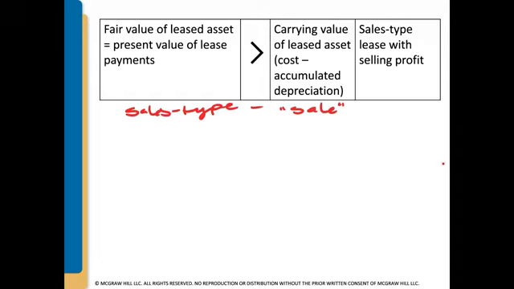So there are two types of sales type lease: one with profit, and one that has no profit, a sale with no profit. Just as if you sold an asset, you could sell it with a profit or without a profit. There are separate videos for each one of these, sales type lease with profit and without profit. If you don't know what I'm talking about, please go back and watch those videos.